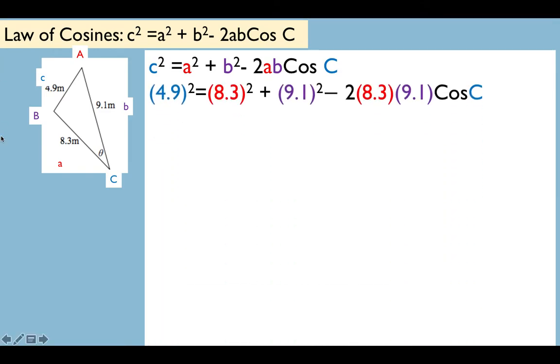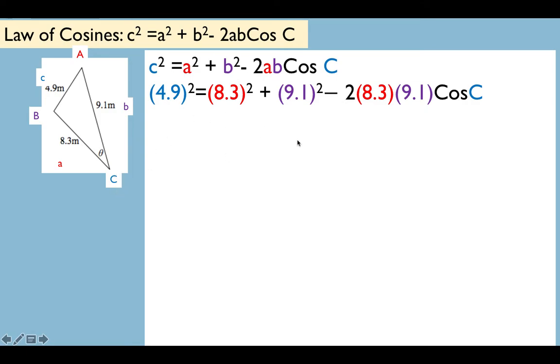So I have C, it was 4.9 squared, cool. I have A, it was 8.3 squared. I have my B, 9.1 squared minus, and I plugged in AB, and then I don't have C. C is the theta that I'm looking for. So I gotta actually solve for this right here because it's asking what is theta? What is that angle C?